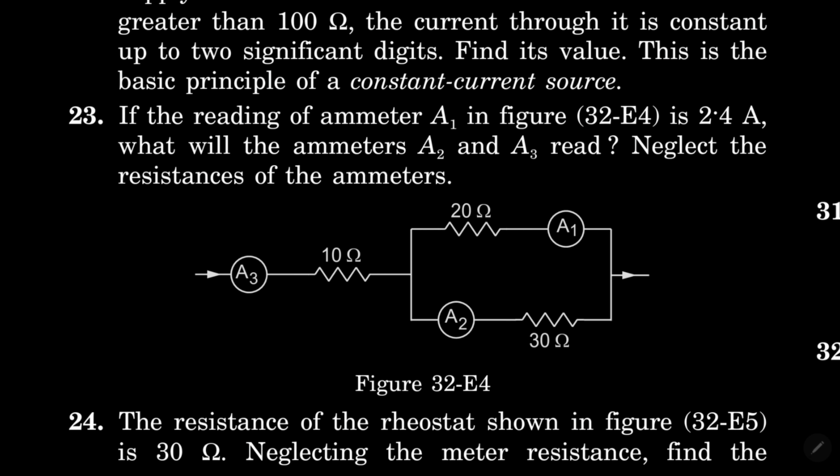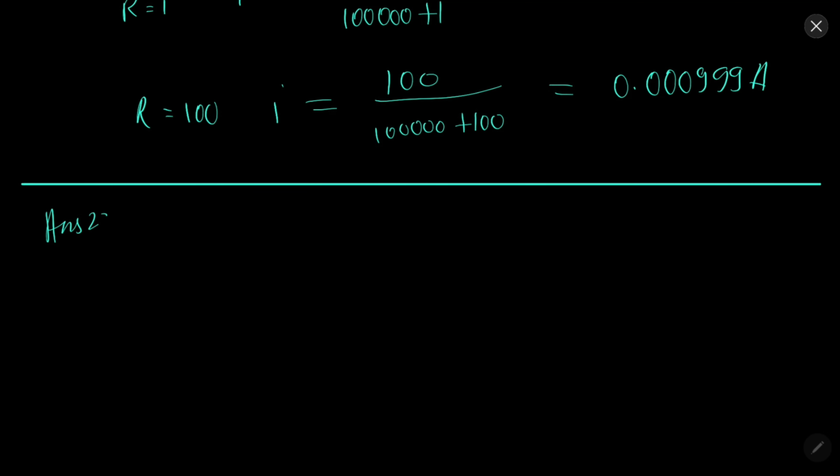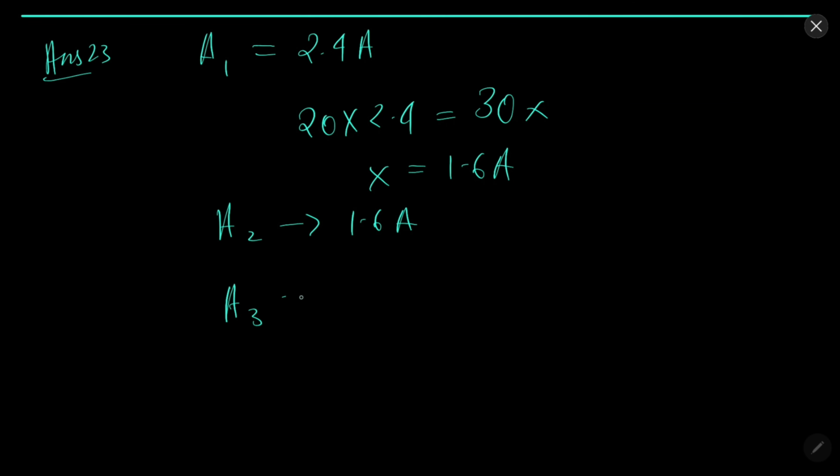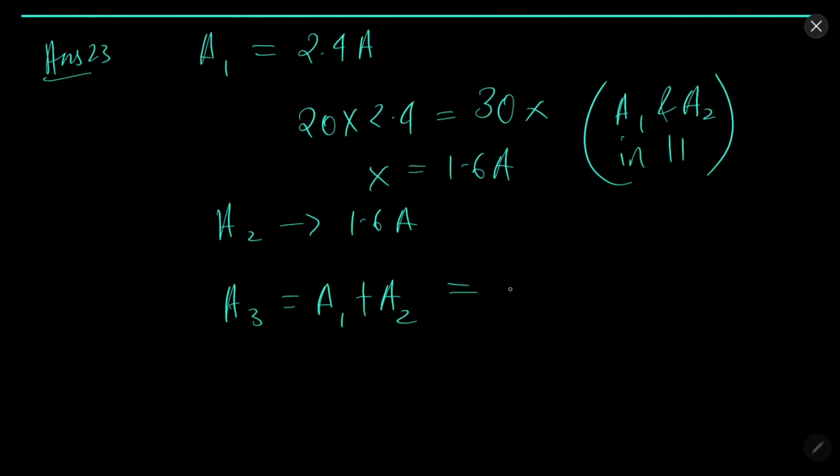In 23, we need to find the ammeter A3 reading. Solution 23. So A1 will read 2.4 ampere. A1 and A2 are in parallel, so 20 into 2.4 equal to 30 into X. X will be 1.6 ampere, and therefore A2 will read 1.6 ampere, and A3 will read the sum of these two. So it will be 2.4 plus 1.6, 4 ampere.